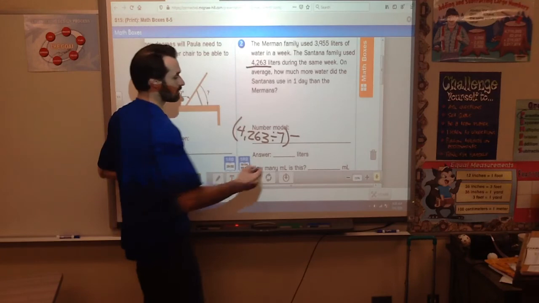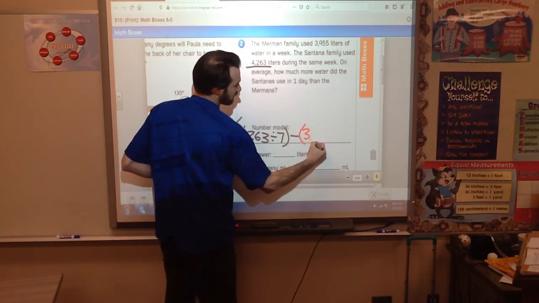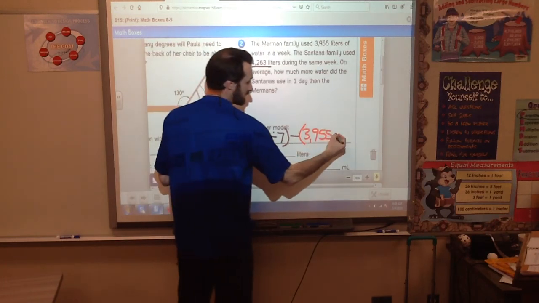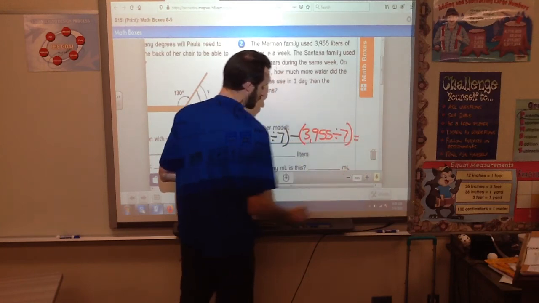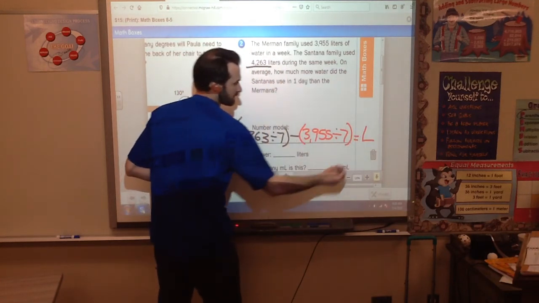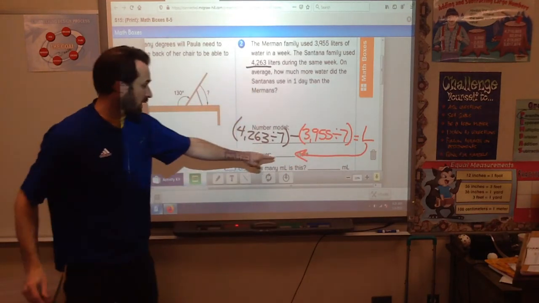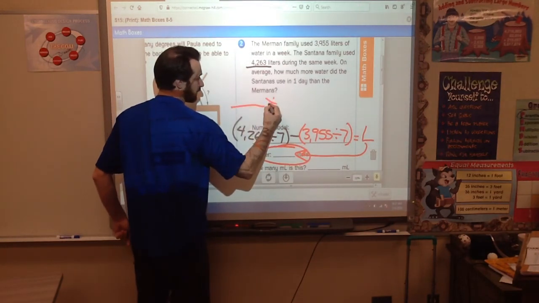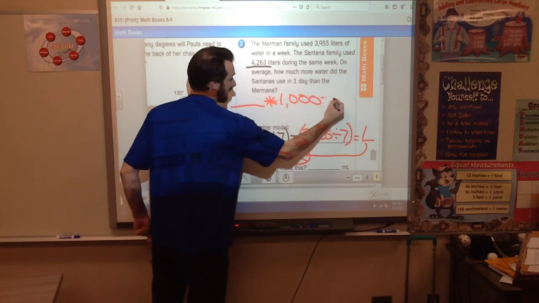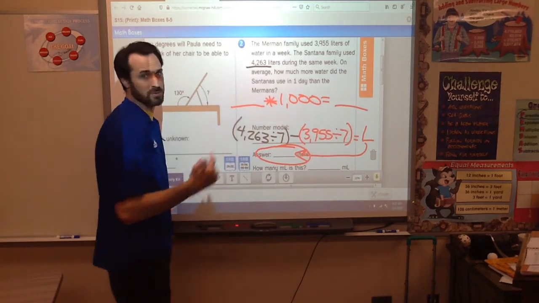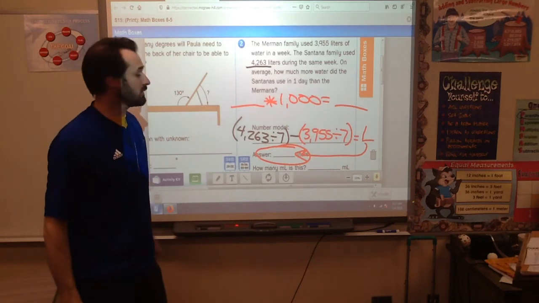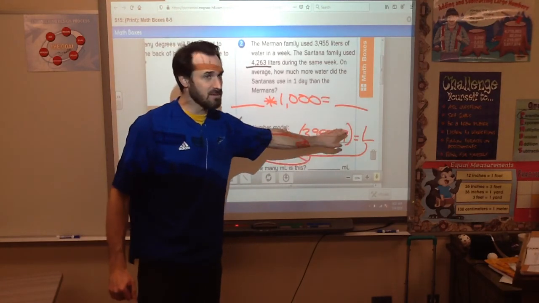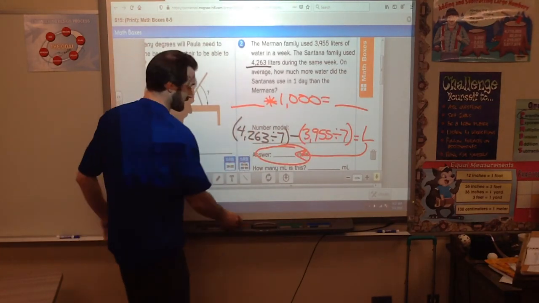The Mermans, they used 3,955 liters per week. We need to divide that by 7. And then that will give us how many liters. So that's going to come down here. Now the trick is when you want to go from liters to milliliters, take this answer and multiply it by 1,000, which is actually super easy. It's just adding 3 zeros and then multiplying by 1. That's exactly how you need to do that. 4,263 divided by 7, 3,955 divided by 7, then subtract those two numbers. That's as easy as I can make that.